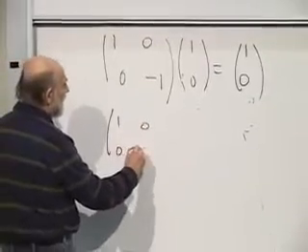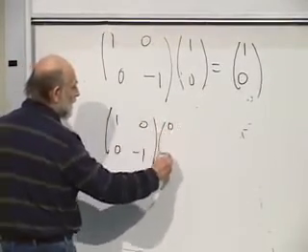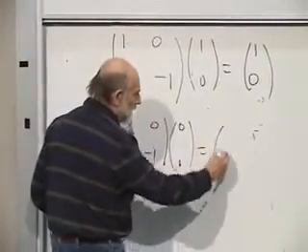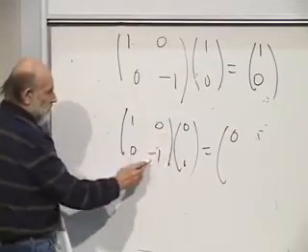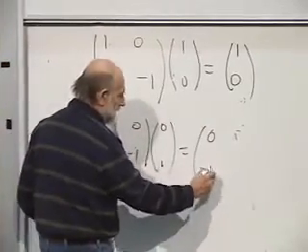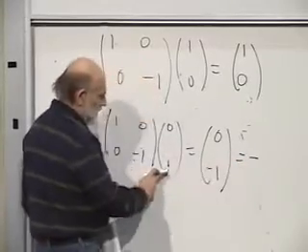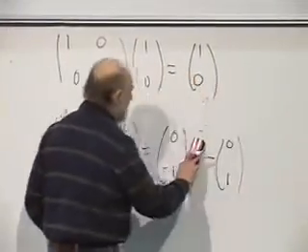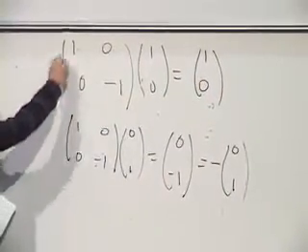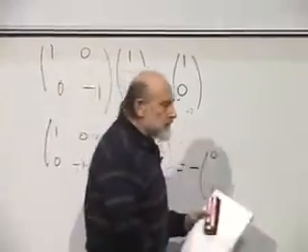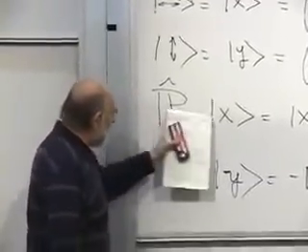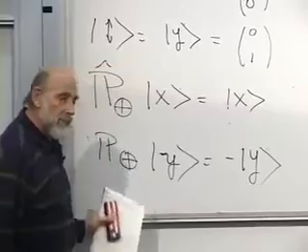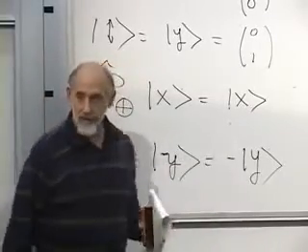And let's try the other one. The matrix acting on 0, 1. 1 times 0 is 0, 0 times 1 is 0. 0 times 0 is 0, minus 1 times 1 is minus 1. And that's equal to minus the original vector, 0, 1. So in fact, this operator, this matrix, is a matrix representation of exactly this operator. When it hits the x polarization vector, it gives it back. When it hits the y polarization vector, it gives minus the same thing.